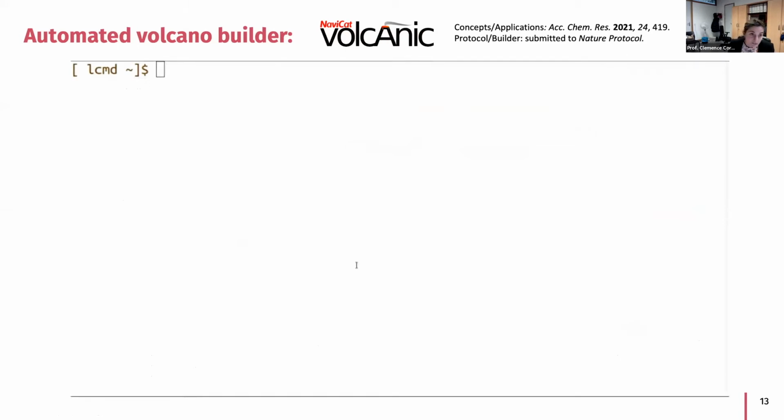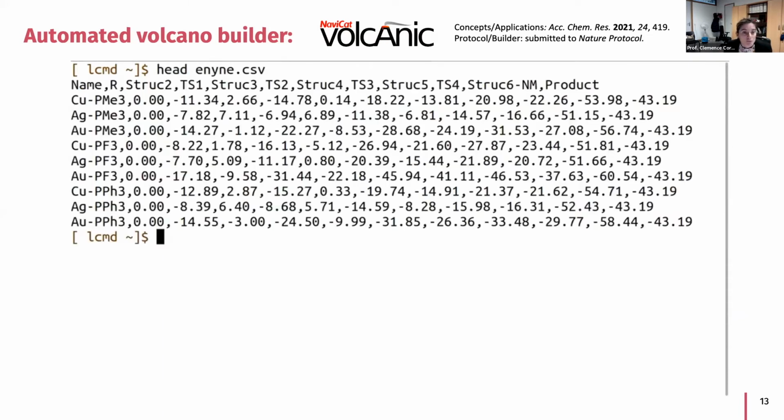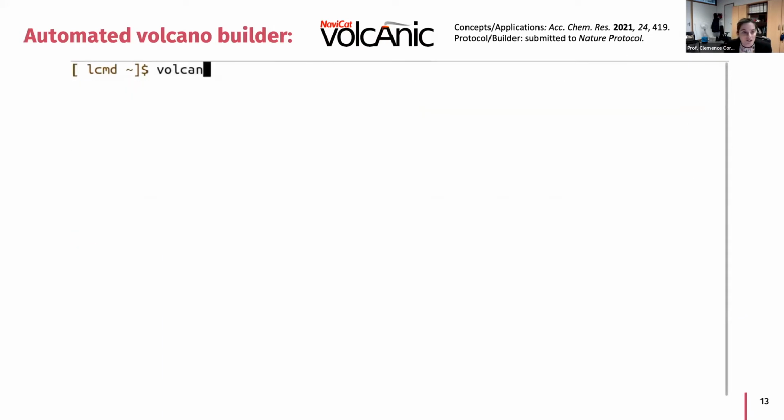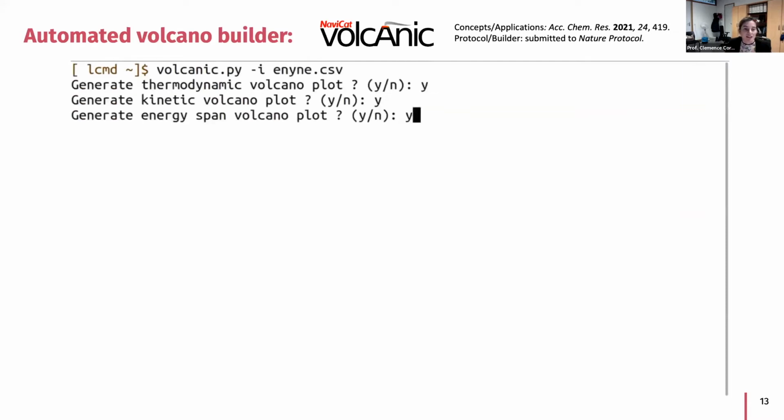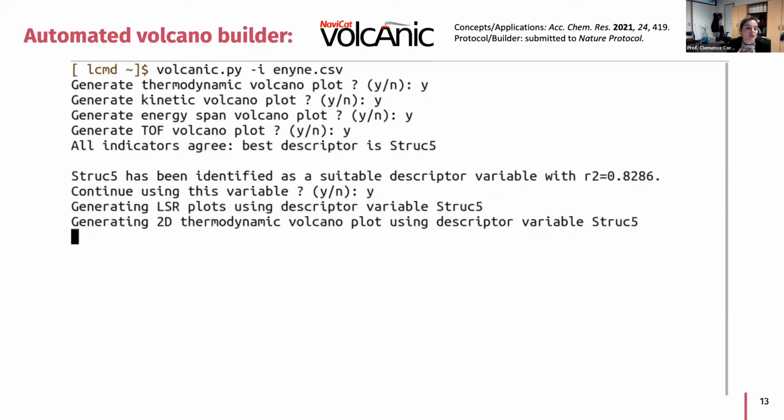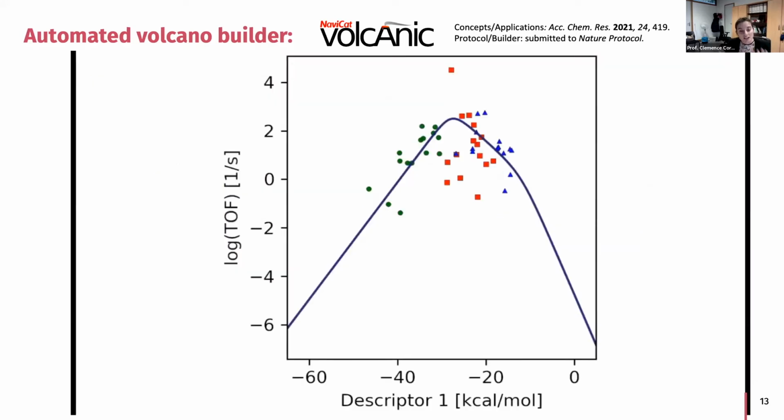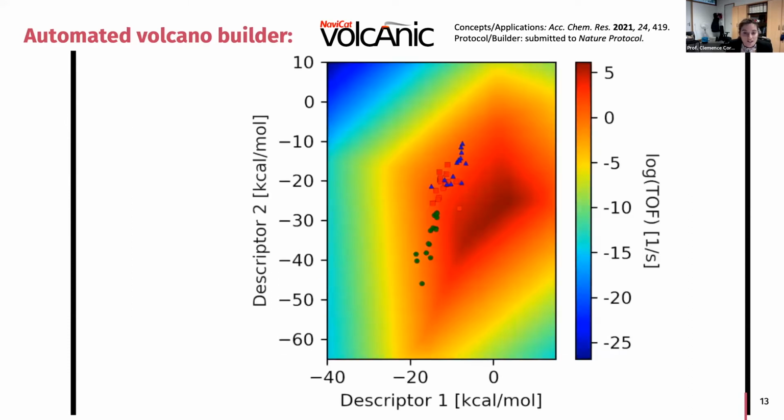For this reason, we are releasing an automated builder of this volcano plot. Here you see an input file, and then you can generate a kinetic volcano, a turnover frequency volcano, or anything you want, automatically. We think it makes things much easier to provide this tool and have this automated way to build it, because it takes quite a lot of time to build. With this tool, you can spend time on the interesting science and not too much on the construction. So let me show what we can do once we have this plot.